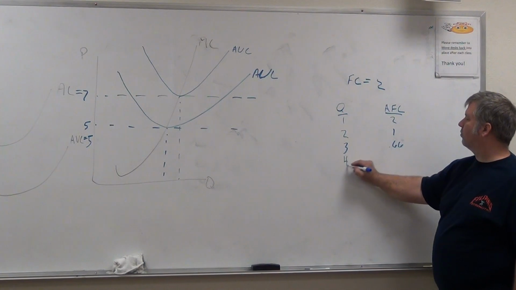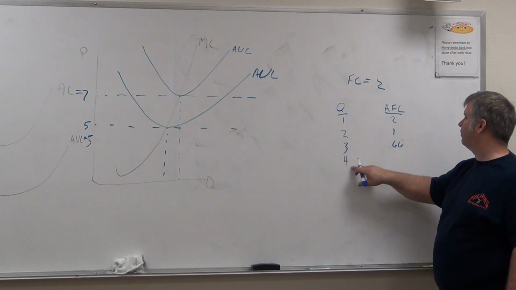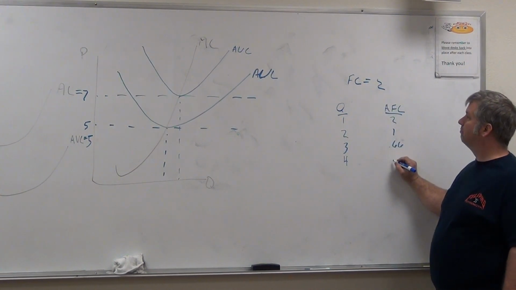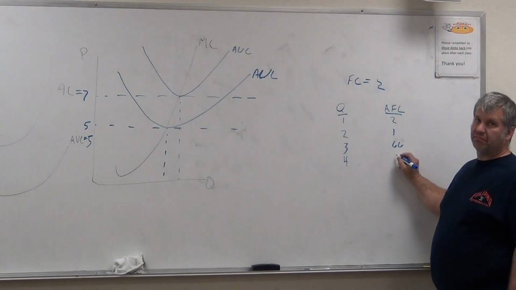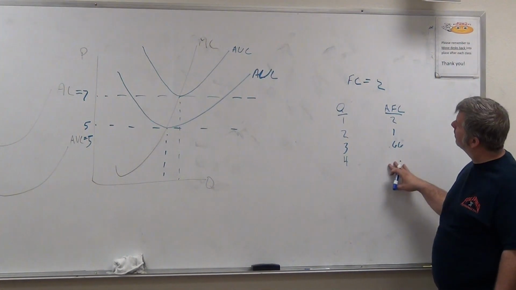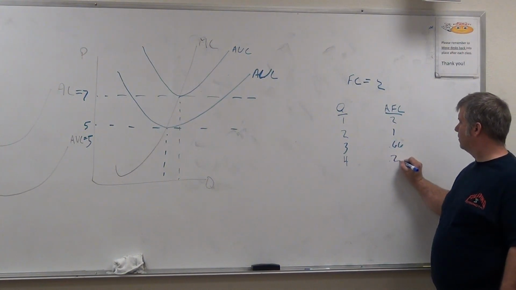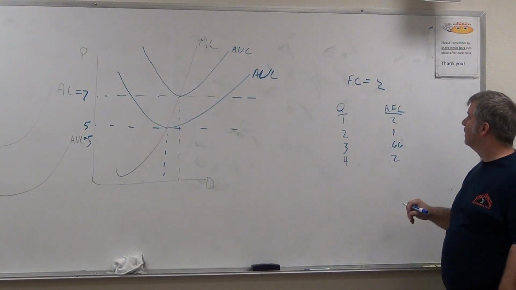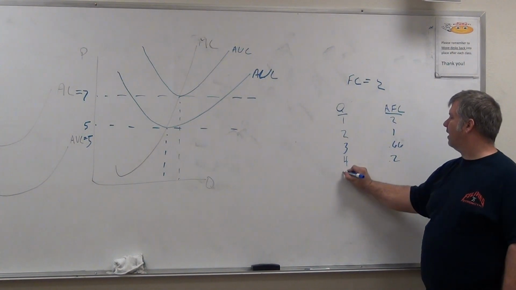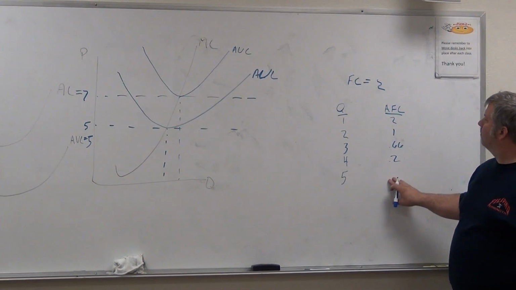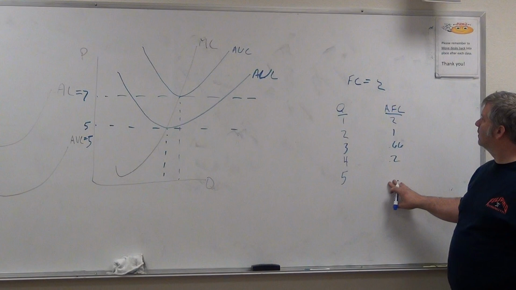At 4 units of quantity, we do 2 divided by 4. I'm not sure. Let's see. 2 divided by 4, 0.5. Yes, 4 goes into 2 half a time. Okay. 2 divided by 5, or am I wrong? Let's see.